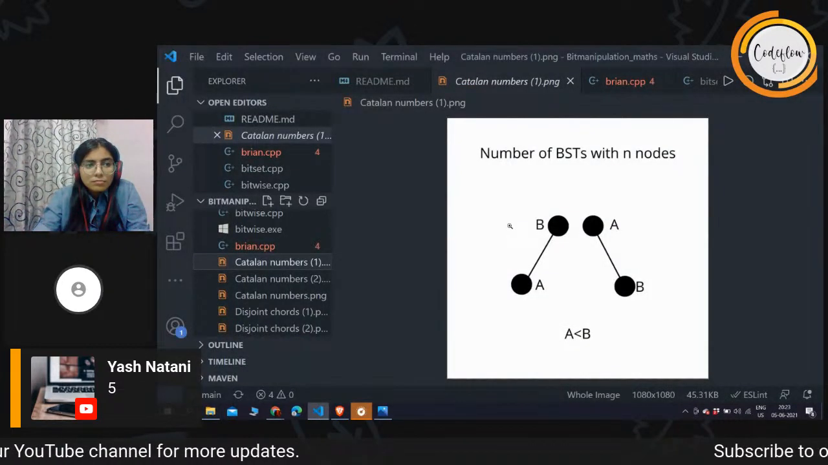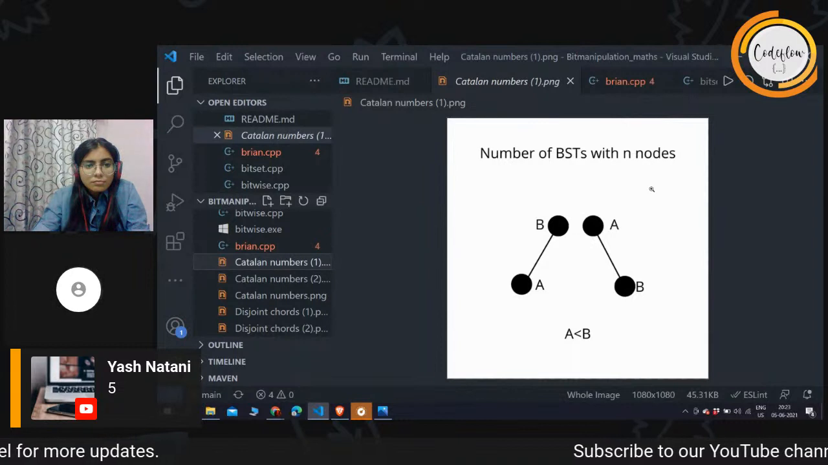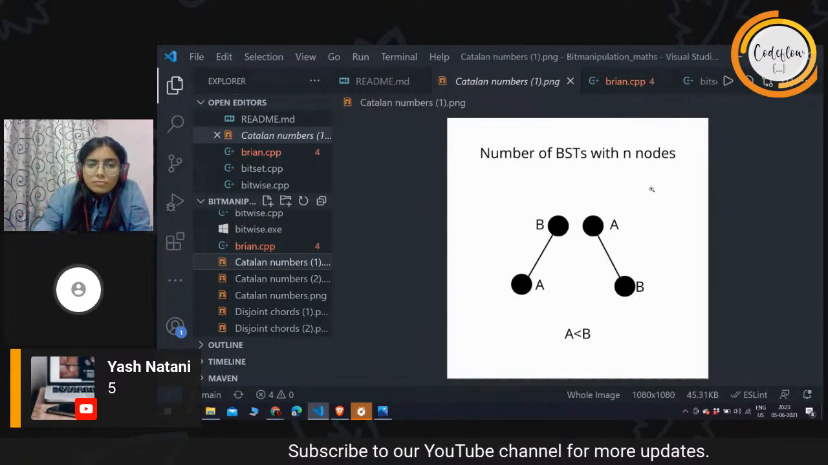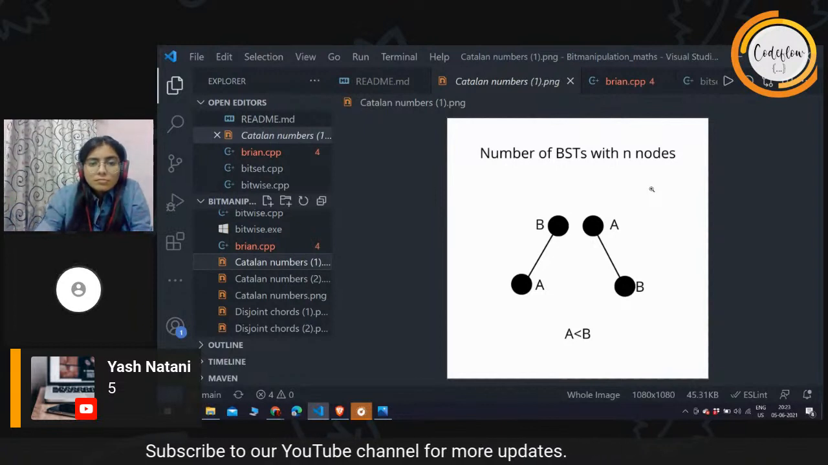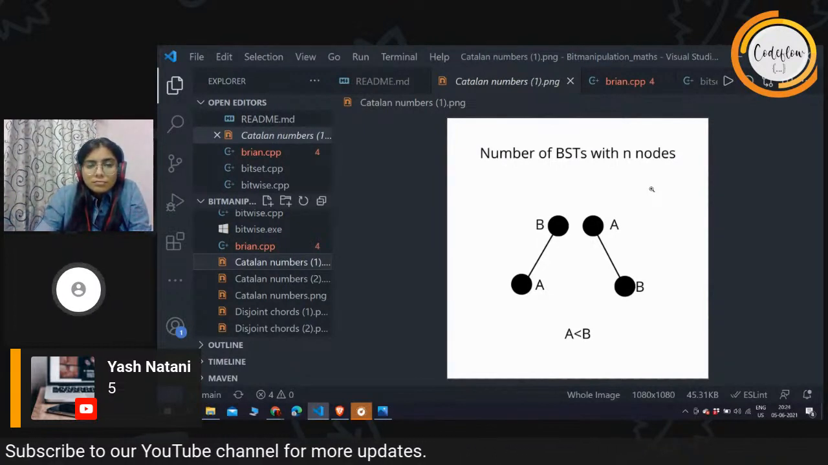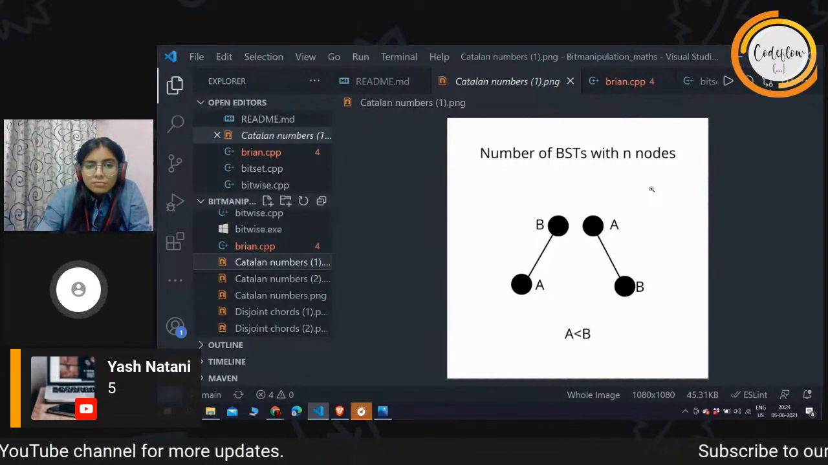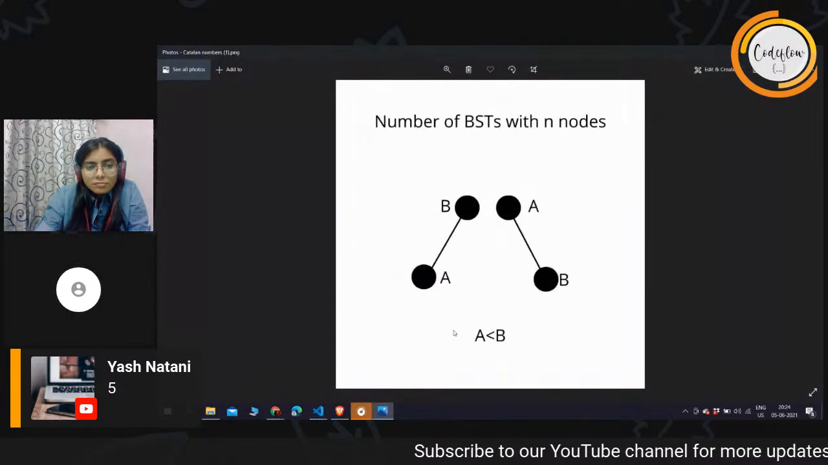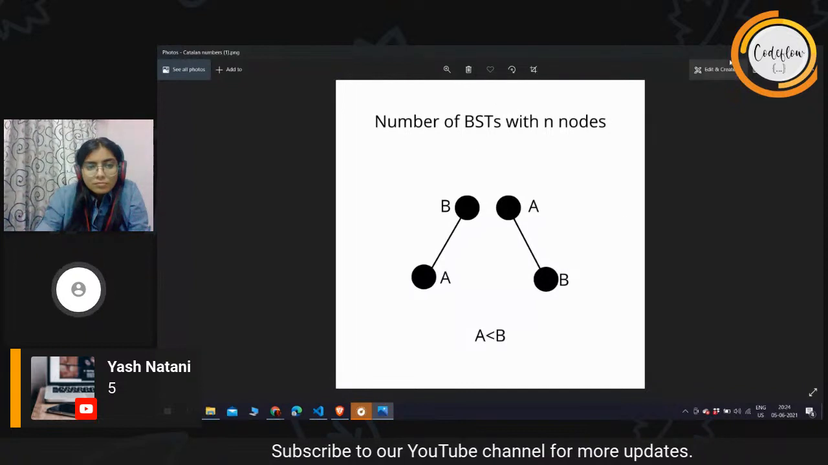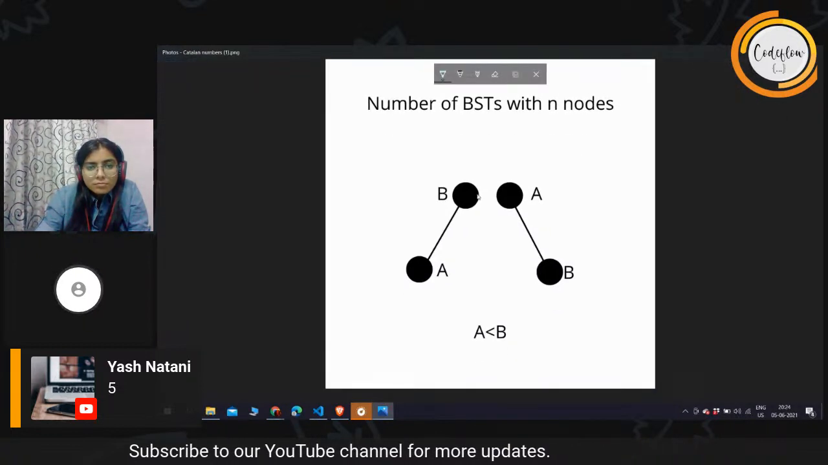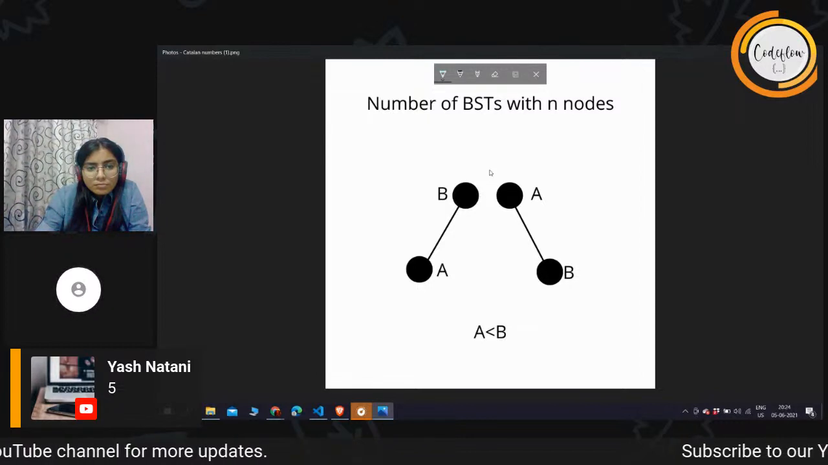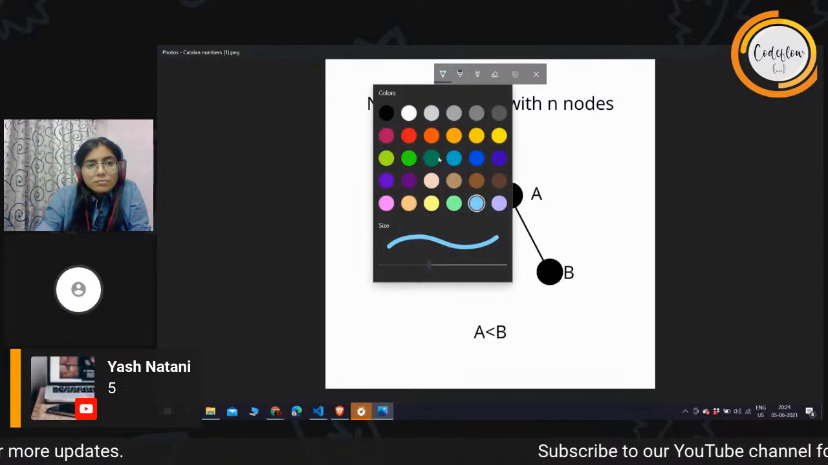So for example, if I ask you to draw a BST, binary search tree, you know what a binary search tree is. For those of you who don't know, the left of a node has smaller values and the right of every node has greater values. I hope you know this much, right? Binary search tree. So if I ask you to compute how many binary search trees are possible for n nodes, okay?